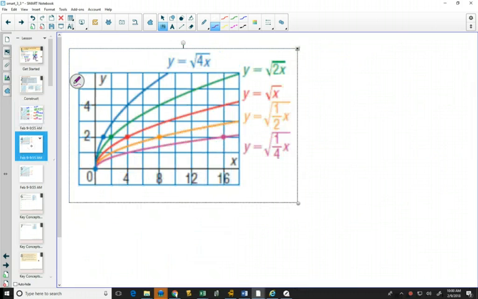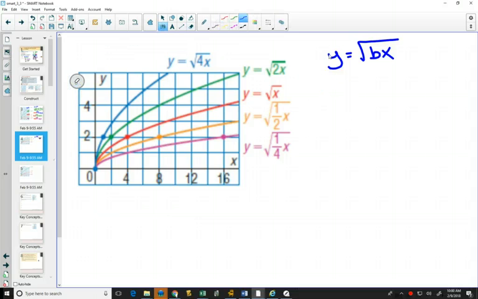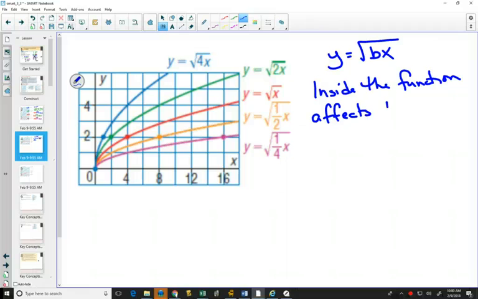So if we look at the second example, now these ones are of the form, is that how they've written it? They put a b? Yes. This one is inside the function. We'll write that down. And since it's inside the function, it affects the x-coordinate.